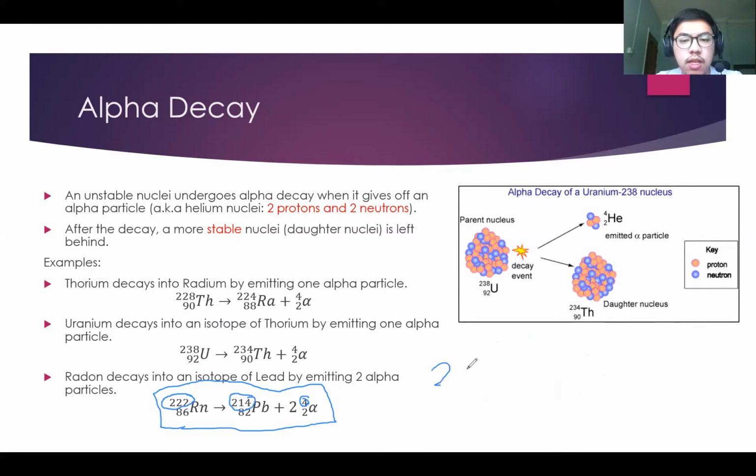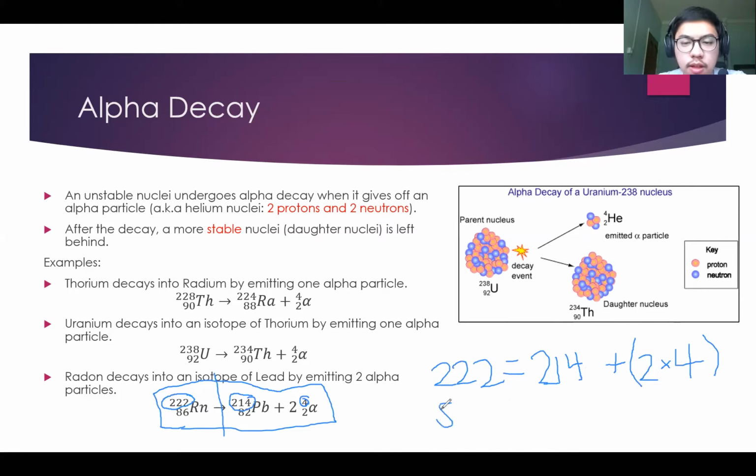So you have left and right. On the left, we have radon's nucleon number 222, and then that should be equal to 214, which is for lead, plus the alpha particle. The nucleon number is 4, but you have 2 alpha particles in this case. So there needs to be a factor of 2 in front of the 4, right? 214 plus 2 times 4, that's 8. 214 plus 8 should give you 222. And the numbers all check out in this case.